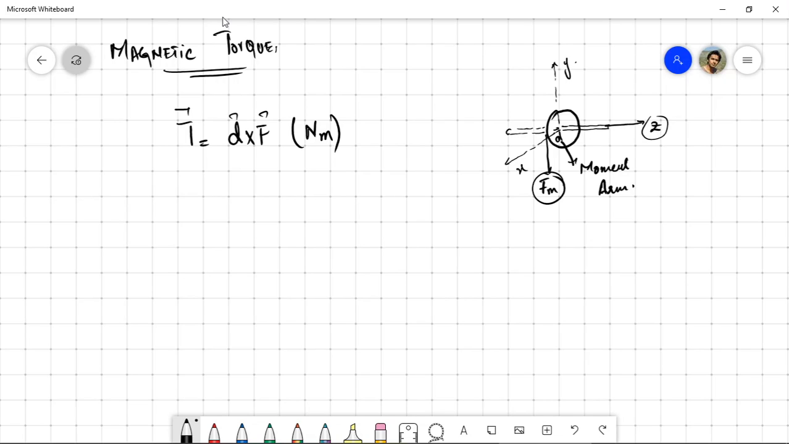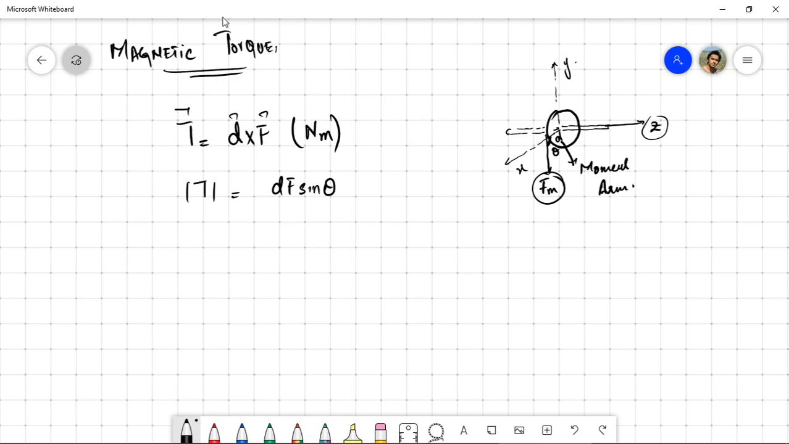The force F is applied on the disc shown in the figure. This disc lies in the xy plane, as we have discussed earlier, and this force is making an angle theta with this d. So if we are talking about the magnitude of this torque, this rotational effect, that is dF sine theta.